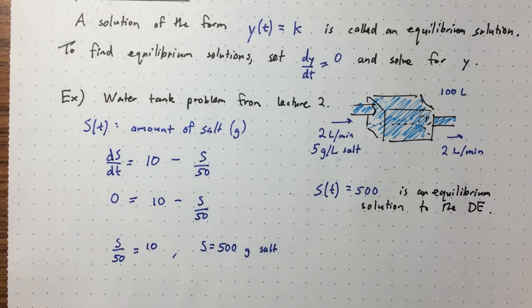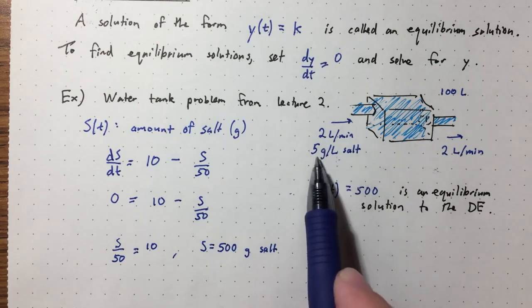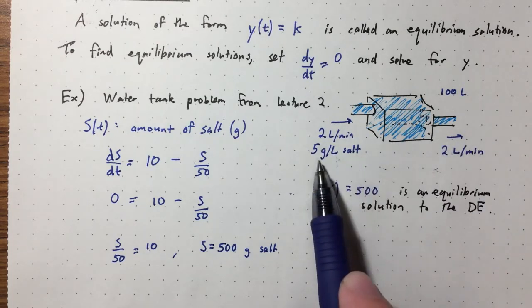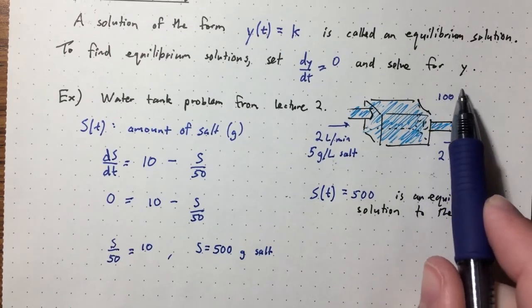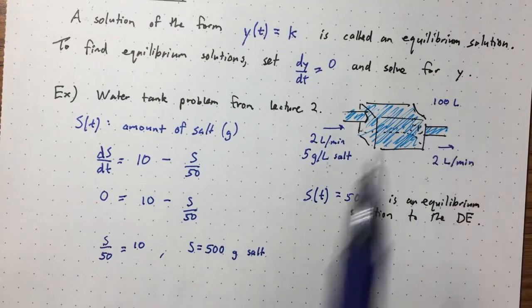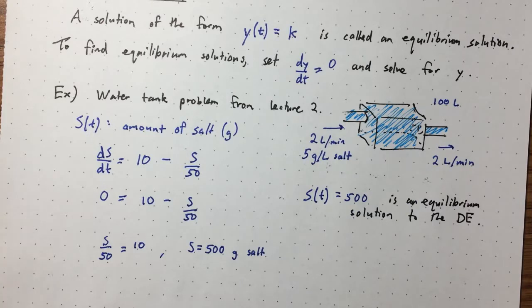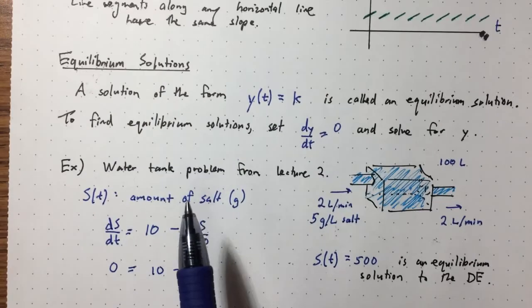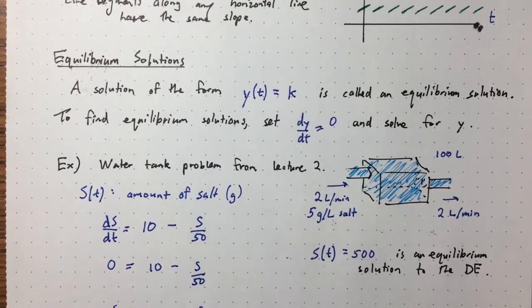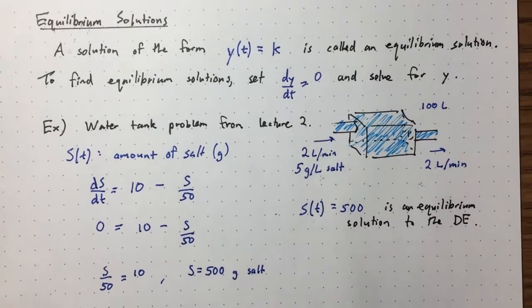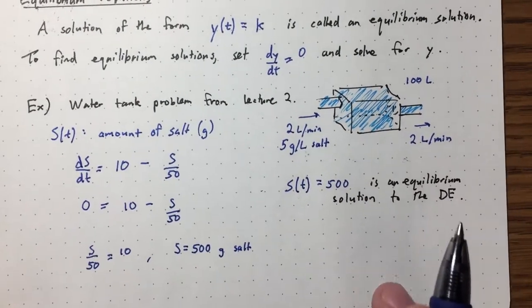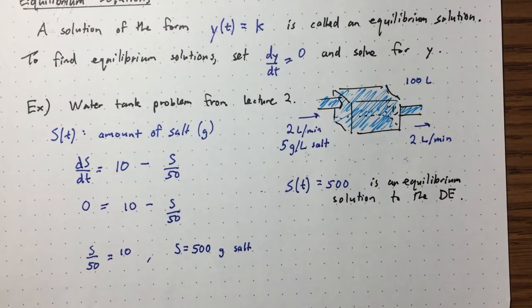But okay, that's not so impressive. You might have been able to figure that out just by deducing that we need 5 grams per liter coming out, so we need 500 grams of salt in the tank because there are 100 liters. But the impressive thing is that equilibrium solutions actually allow us to deduce the behavior of all the other solutions, even the weirder ones. So I want to show you how that works.